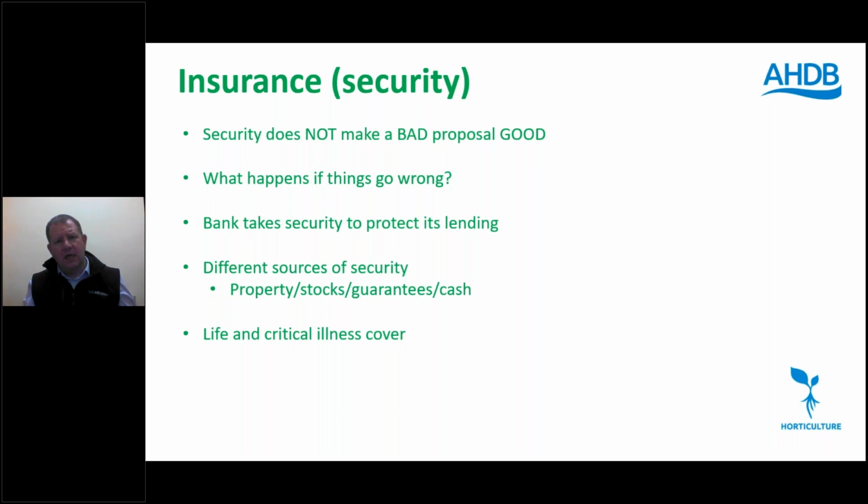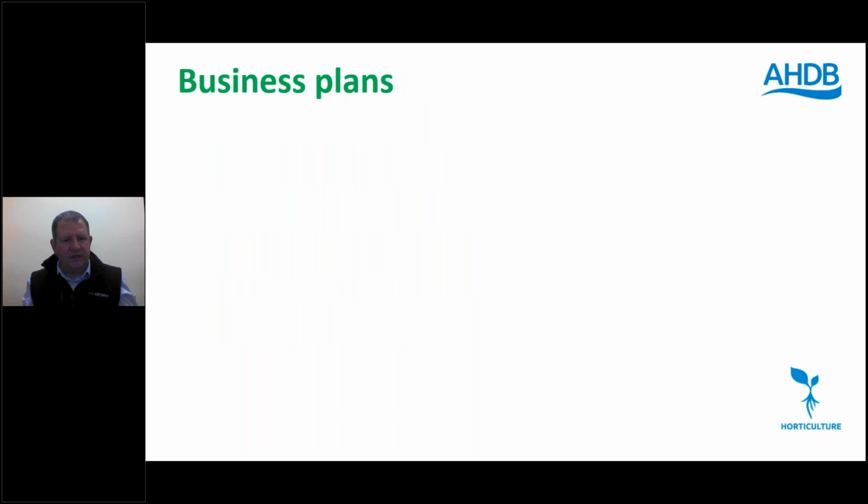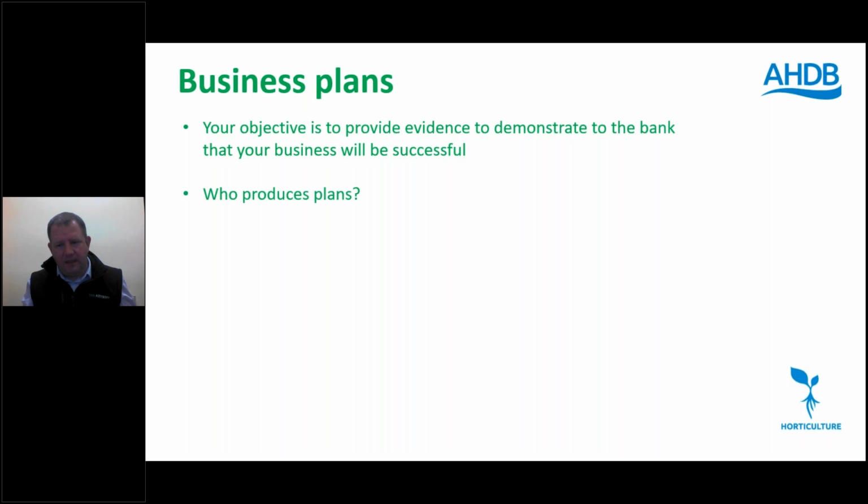And again, another sort of insurance is life and critical illness cover, which you might take out on yourself or key workers to make sure that if accidents happen, the next generation isn't financially caught up in that. So we talked there really about business plans.